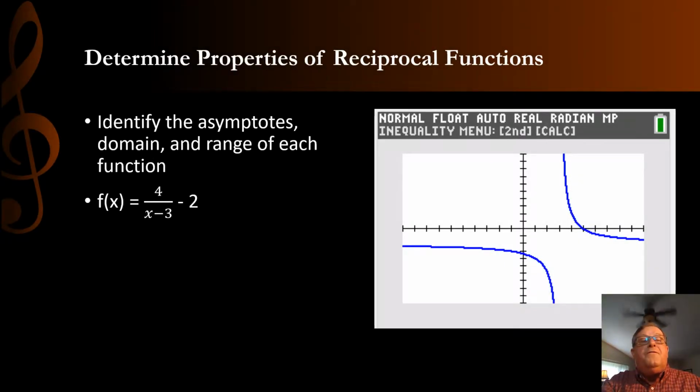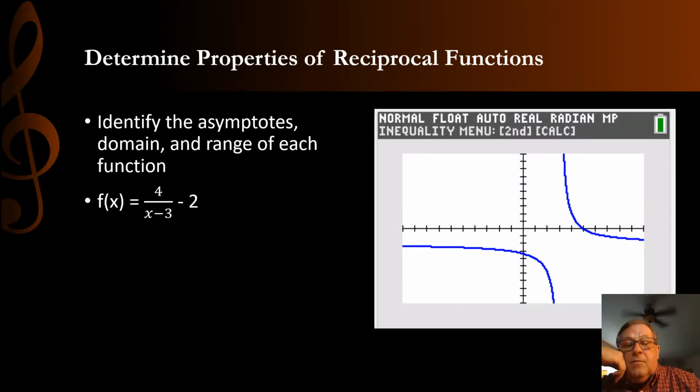Well, reciprocal functions. We're going to take a look at a couple of graphs of some reciprocal functions. And from the graph and algebraically, we're going to identify the asymptotes and then determine what the domain and the range is of these two. We're going to look at these two functions. The first function is f of x equals 4 divided by x minus 3, minus 2.